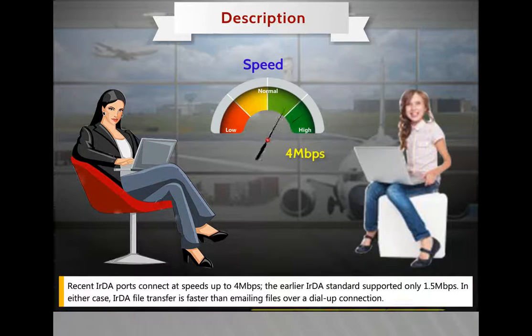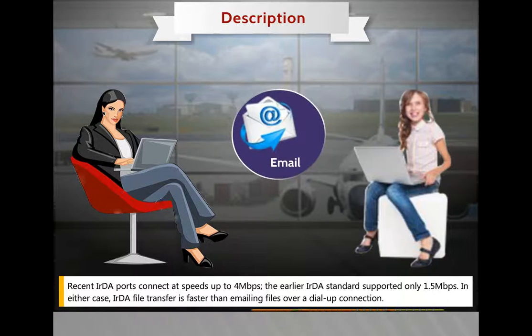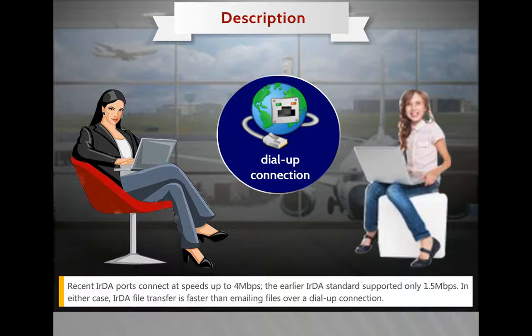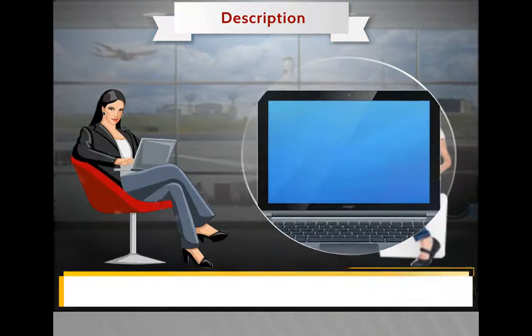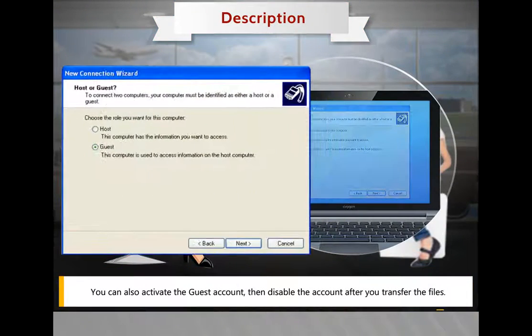Recent IrDA ports connect at speeds up to 4 Mbps. The earlier IrDA standard supported only 1.5 Mbps. In either case, IrDA file transfer is faster than emailing files over a dial-up connection. Because the host connection requires an account for the guest to log on to, you needn't worry about random people with IrDA devices accessing data on your computer. You can also activate the guest account, then disable the account after you transfer the files.